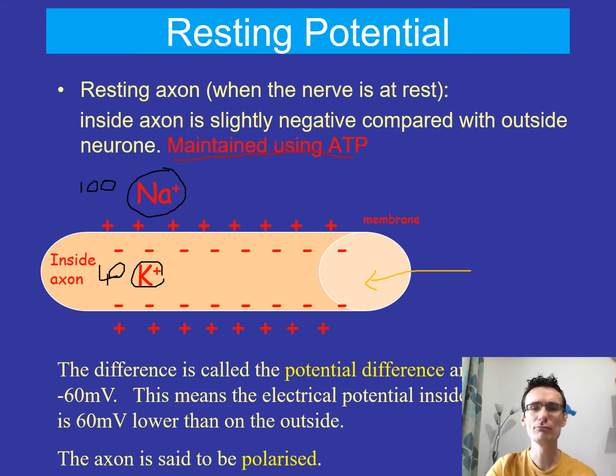So we call this the resting potential, and we say there's a potential difference on the inside of minus 60 millivolts, and that is because there are less positive ions on the inside compared to the outside. And we say the axon at this point is polarized, and that will become important later on because we'll say that the axon becomes depolarized when we fire an action potential. Let's have a look at that. Let's try and make sense of this.